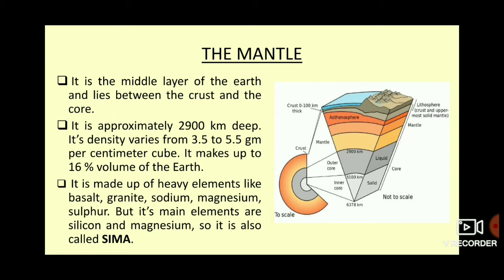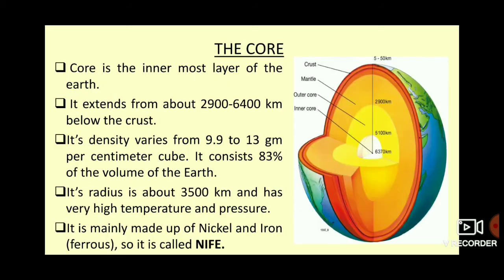Next is the mantle. It lies between the crust and the core. The average density ranges between 3.5 gram to 5.5 gram per cubic meter. The temperature in the mantle is very high. Magma is found in this layer. It is approximately 2,900 km deep. It is made up of heavy elements like basalt, granite, sodium, magnesium, sulfur. But its main elements are silicon and magnesium. So it is also called Sima. Now move on to next.